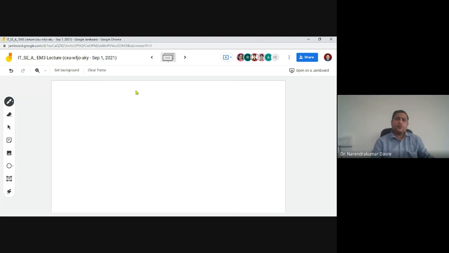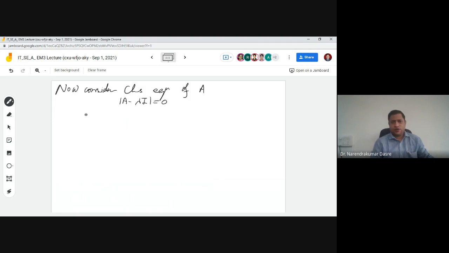Now we have to find out the characteristic equation. So consider the characteristic equation of A. What is the characteristic equation? Determinant of A minus lambda I is equal to 0. Don't be in a hurry. You have to write everything properly.